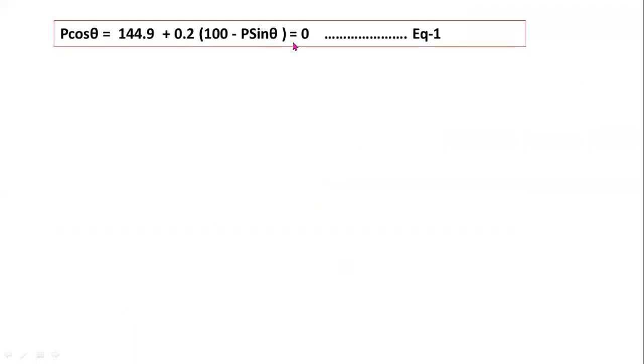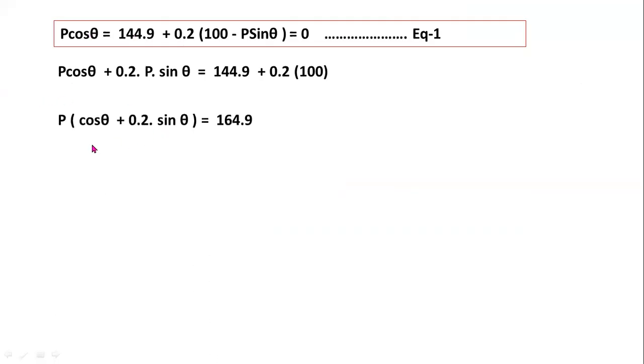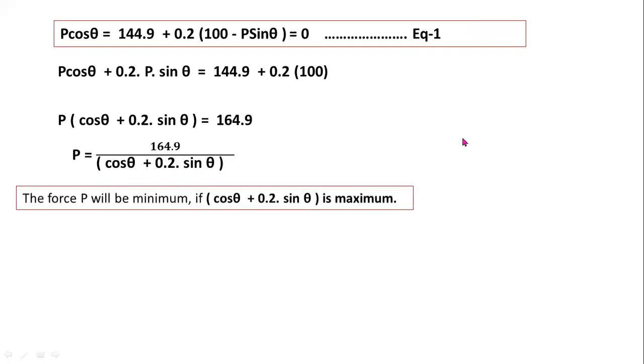Let's consider this equation as the first equation. From this equation, you have to take P as the common value. The value of P equal to 164.9 by cos theta plus 0.2 sin theta. Here the value of theta is not given, and the value of P is also not given.